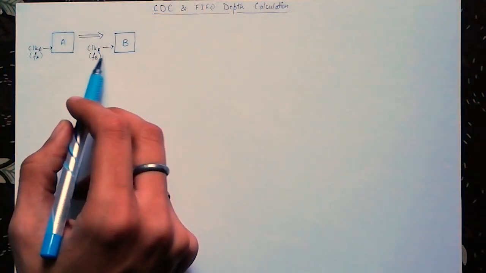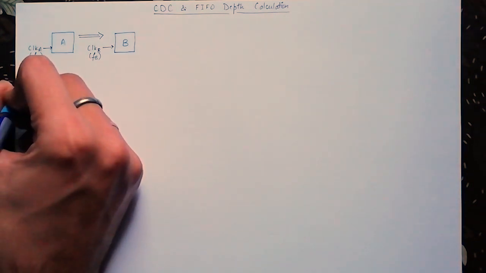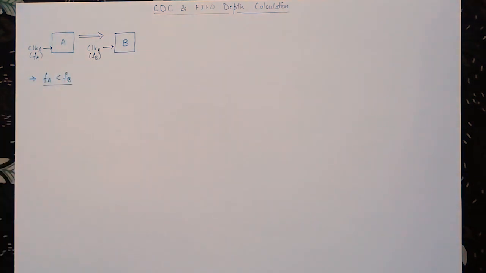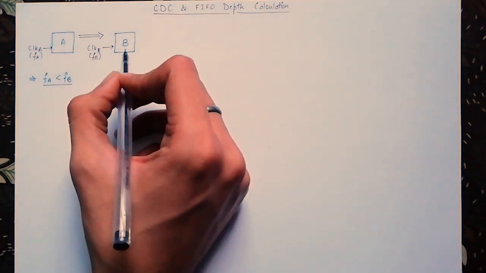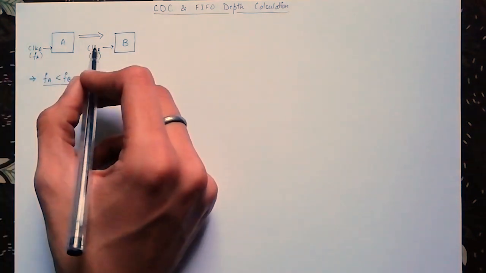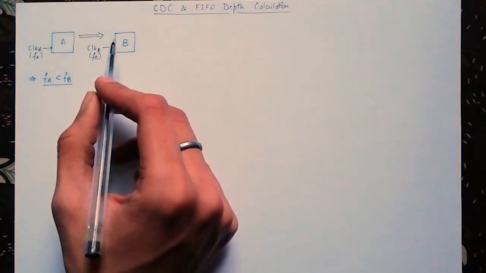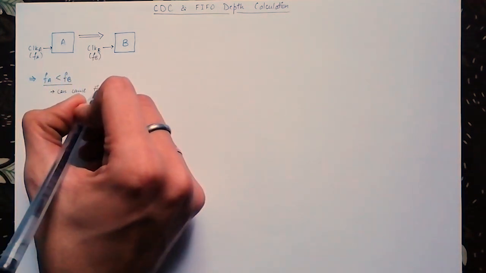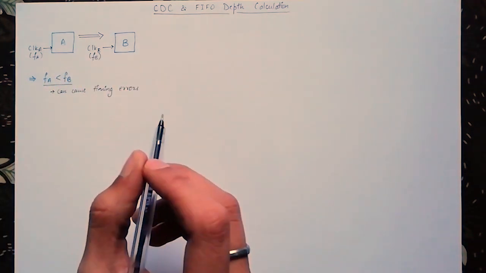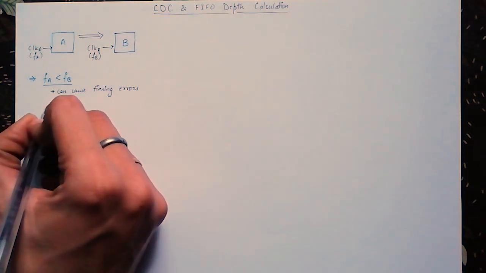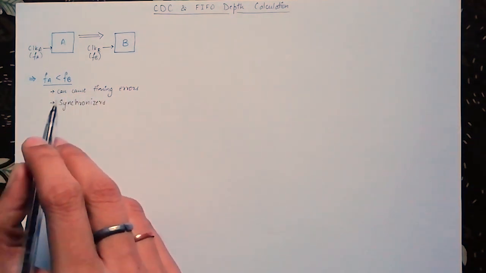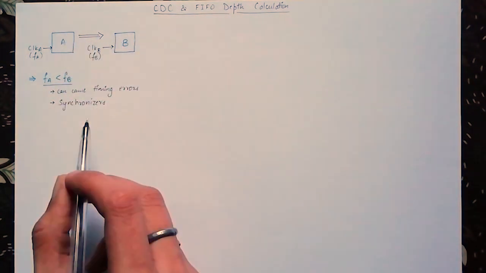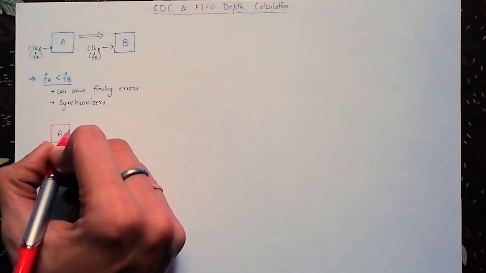Now with respect to clocks A and B, we can have following situations. Frequency of A is less than frequency of B. This means that the reading of data by the receiver is done at a rate faster than writing. Here, there is a possibility that data changes near the edge of clock B, which can cause timing errors and hence can lead to metastability. So we can use synchronizers to prevent that from happening. We can install a synchronizer here between A and B, connecting them, and the whole situation will look something like this.